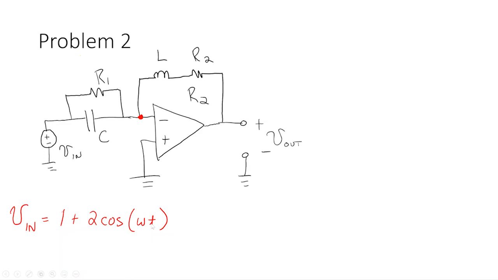Omega is a number I picked in my MATLAB. Let's say omega was 100. If I have this, first of all, those are two sine waves at two different frequencies. That's the first thing to notice: 1 plus 2 cosine omega t is two sine waves at two different frequencies.